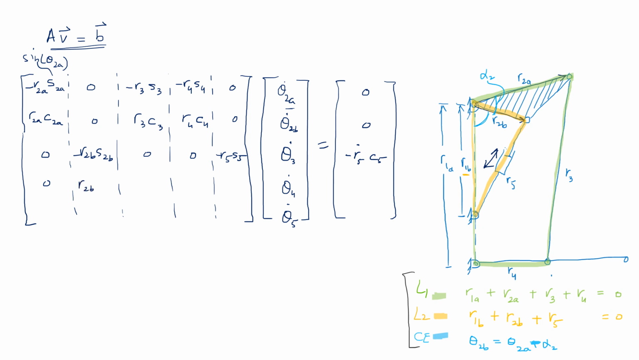Similarly over here you can write down quickly the fourth equation. This is going to be r2b cos of theta 2b. Then you have 0, 0, r5 cos of theta 5, and on the other side you are going to have minus r5 dot cos of theta 5. I'll counter-check that because I suppose that it should be something different. So this is going to be minus 1, 0, 0, 0 and 0.